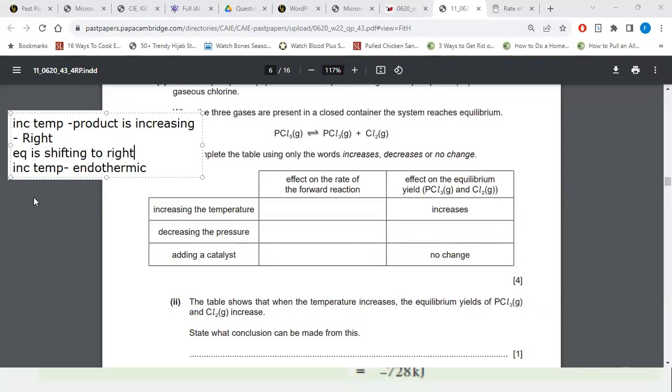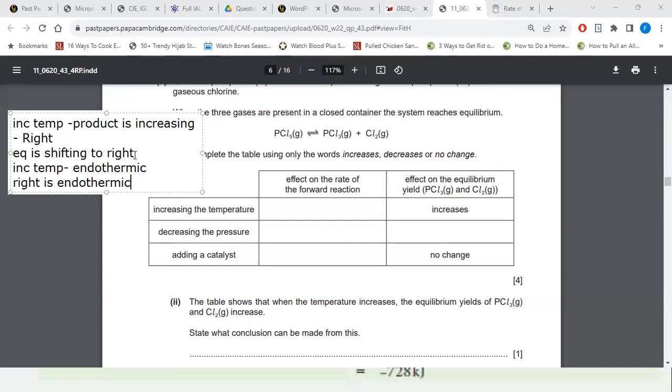Now, when I increase the temperature, the reaction goes to the endothermic side. So what does that mean? That means that the right side must be the endothermic one, right? Because when I'm increasing the product, that means I'm going to the right side. Equilibrium is shifting to right. And we also know that when we increase the temperature, the reaction should go to the endothermic side.